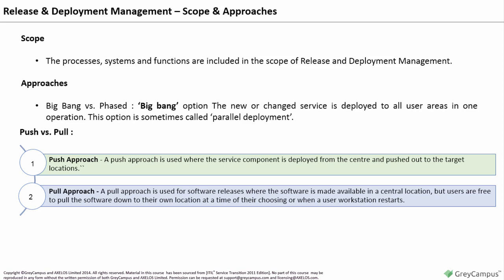Pull approach. A pull approach is used for software releases, where the software is made available in a central location, but users are free to pull the software down to their own location at a time of their choosing, or when a user workstation restarts. The use of pull, updating a release over the internet, has made this concept significantly more pervasive.